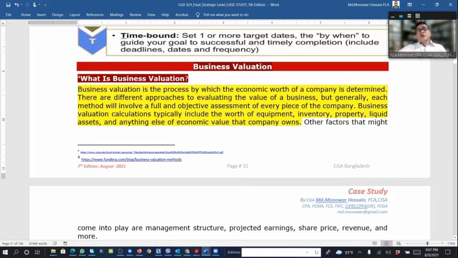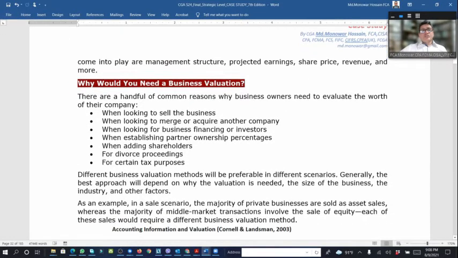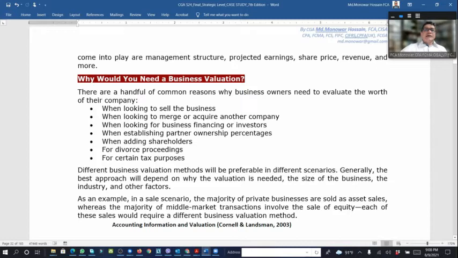Business valuation is the process by which the economic worth of a company is determined. Here, different types of valuation are required. Within a case study, sometimes the questions are about business valuation, and sometimes about mergers and acquisitions. For example, if company X wants to purchase or acquire company Y, what would the exchange rate be? That means different types of arrangements can happen, through shares or through cash.